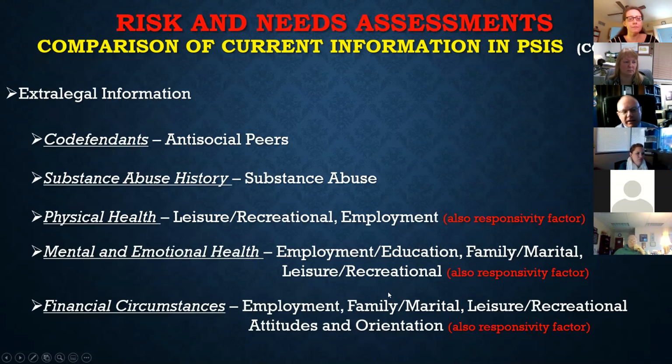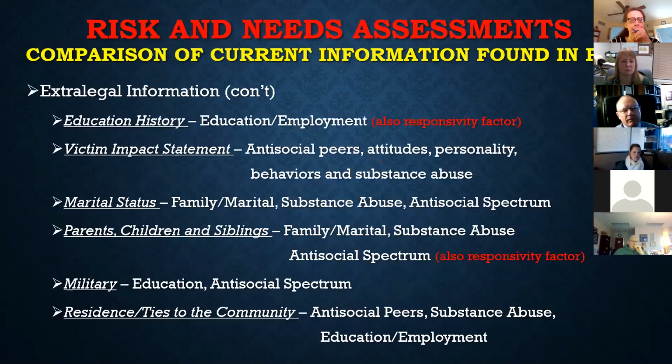Low education, you may not deal with stress as well as someone else, or family marital situation, you might be in a very abusive relationship. Again, responsivity factors. Then financial circumstances, again, these are all responsivity factors as well. Not able to maintain a job, whether it's transportation, again, family marital, what you view as your attitudes on the society. But it just gives you more extra legal information.